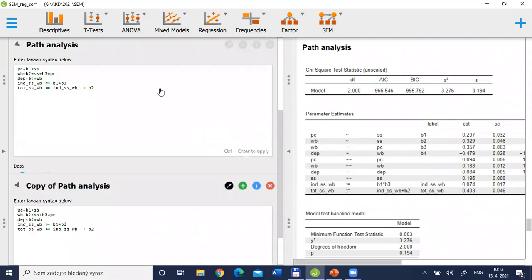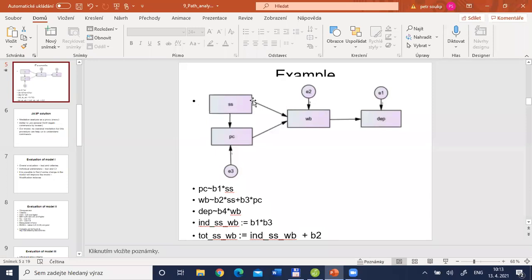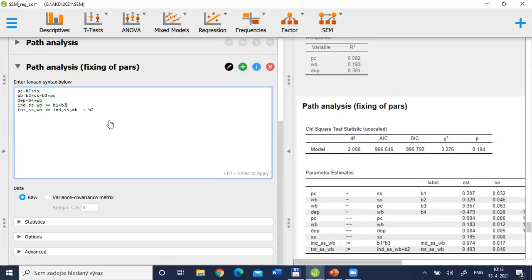So here we have the copy. I would only slightly change the title. So it would be path analyzing and fixing of parameters. And if I go back to my picture, I need to recognize what is the description of this parameter from SS to well-being and from proactive coping to well-being. So let's find these parameters, and these parameters are called B2 and B3.